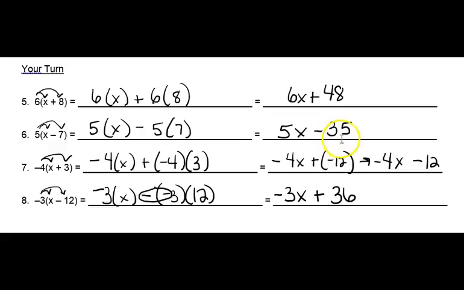For the third one, negative 4x plus a negative 12. Or if you truly want to simplify that, remember adding a negative 12 is the same thing as subtracting 12. So negative 4x minus 12. And then finally the last one, negative 3x plus 36.